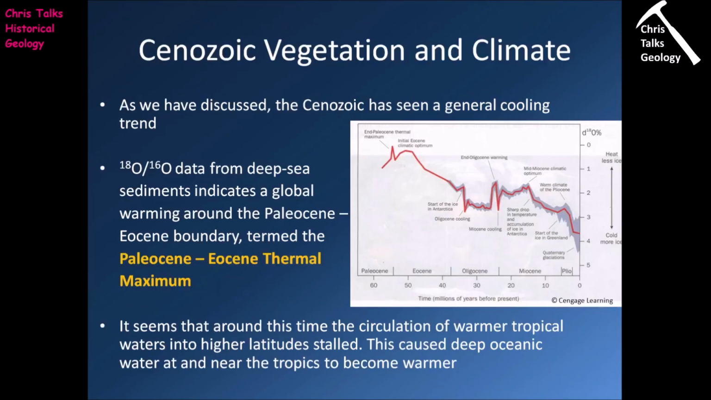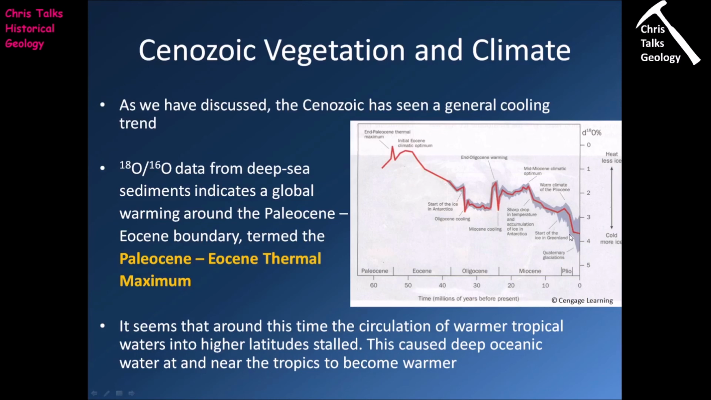So now let's move on to Cenozoic vegetation and climate. Now, as we've discussed in the past, the Cenozoic has seen a general cooling trend, and we can see it on this diagram over here. We've seen this diagram before, so I'm not going to discuss it, but what you can see is over time there's been a gradual decrease in temperature during the Cenozoic. We can see that decrease in temperature hasn't been a smooth gradual change. It's had quite a lot of topography, but on the whole we can see the downward trend is quite clear.